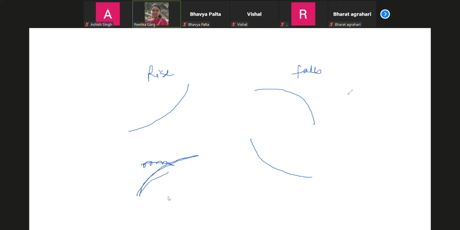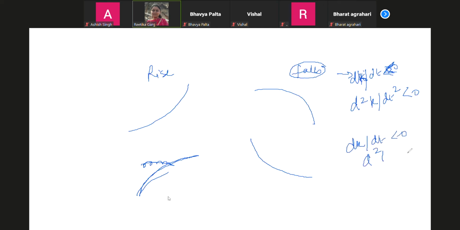So dk by dt, basically this is negative here. When we say it's falling, then we're saying that dk by dt is negative for sure in both cases. But because this is concave from below, your second derivative d square k by dt square is going to be negative here. And for this one, dk by dt is negative, and d square k by dt square is going to be positive because it is convex from below.